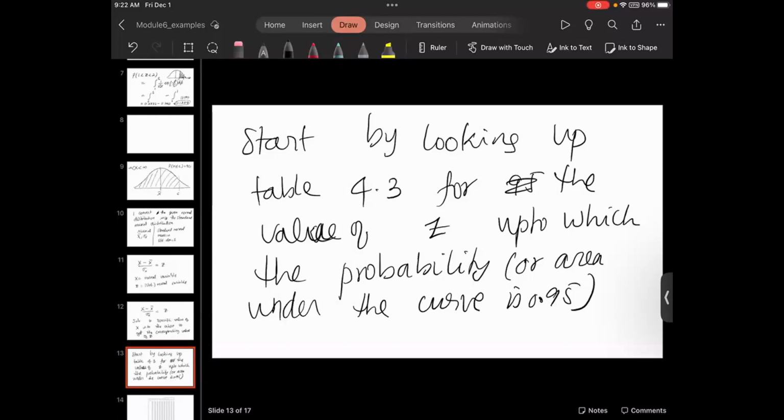Okay. So if you have that table 4.3 in front of you, look at it and tell me how you will do this. Look at that figure in the bottom, figure 4.3. Look at the table and tell me how you will figure out the value of Z for which the area is 0.95.